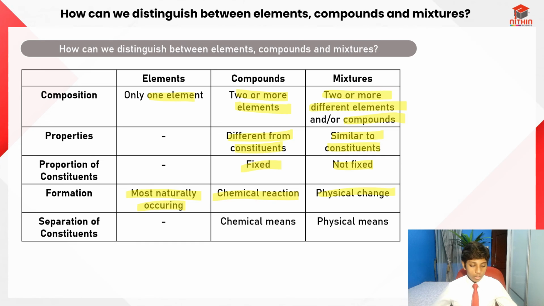Next, for separation of constituents, you can't separate an element because there's only one element over here. For compounds, we use chemical means in order to separate, such as electrolysis, and for mixtures, physical means, the separation techniques that I'll go through in the next video, chapter 4. So this is how you distinguish between elements, compounds, and mixtures.